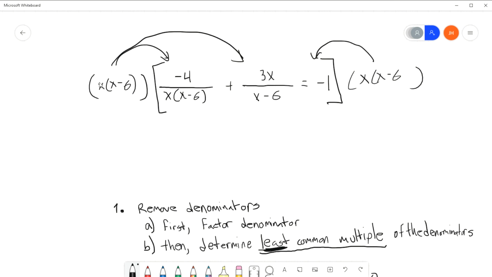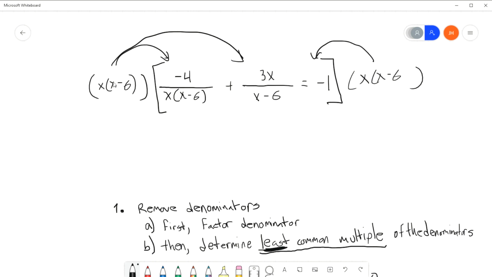What do I get? x times x minus 6, multiplying this term, the denominators will cancel, and I'm left with just minus 4, right? When I multiply it over here, I'd be left with 3x on the top, but I still have an x. Actually, you know what? Here, let me show the work. This is poor teaching by me to not show the work.